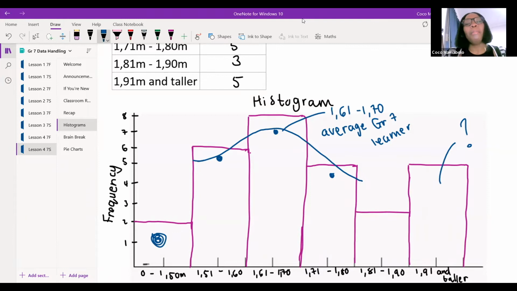I'm sorry. But yes, so the average height of a grade 7 learner should be in between these three because they're so close together in height. And we can look at that by comparing the data of the frequencies sitting right next to each other. Okay. Can I get a thumbs up, thumbs down?